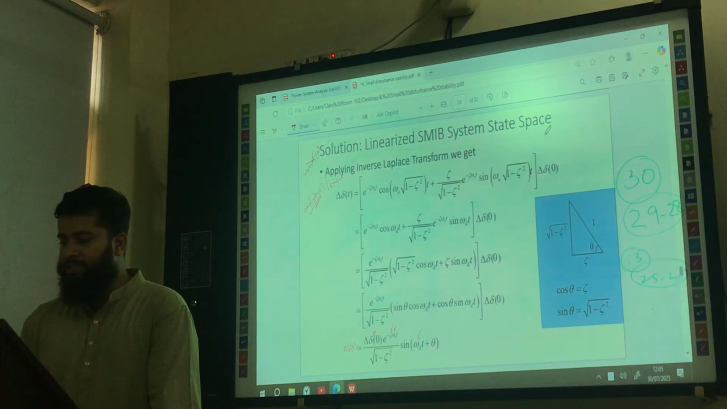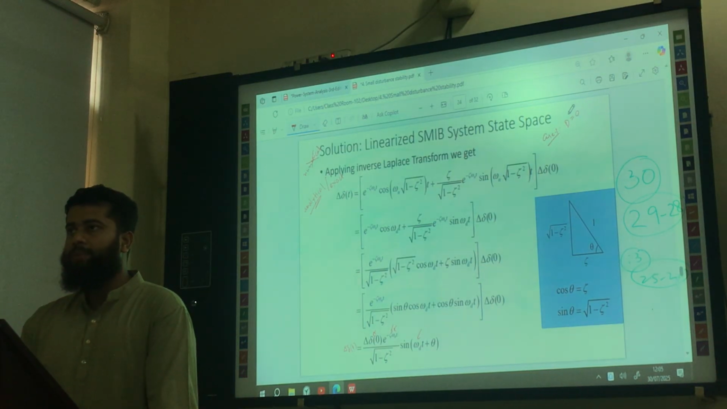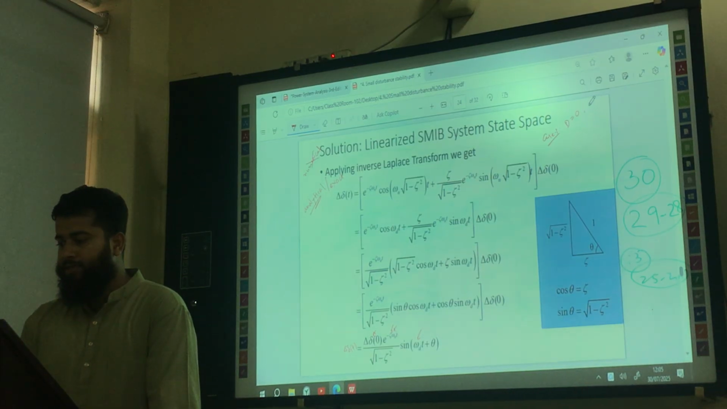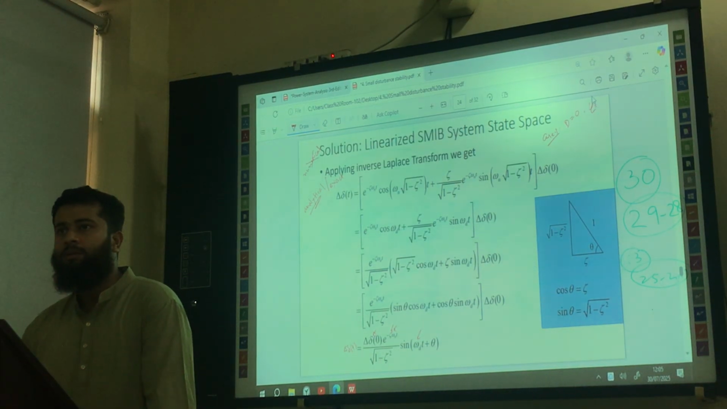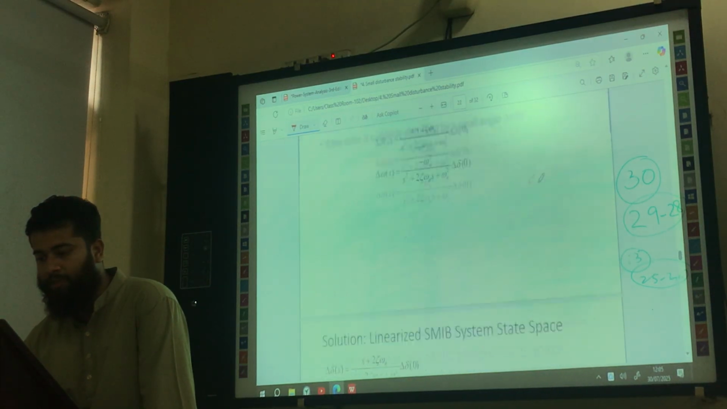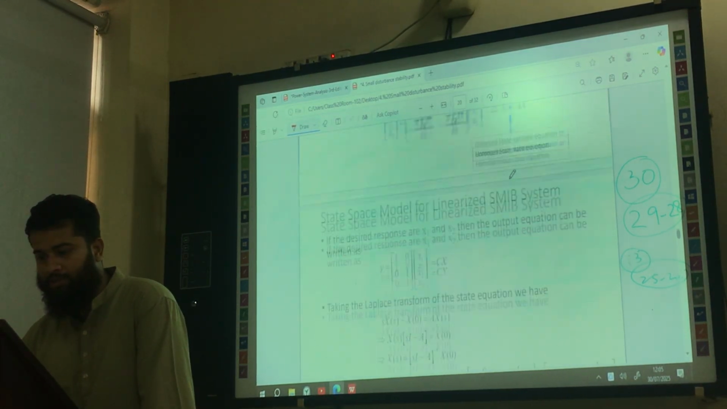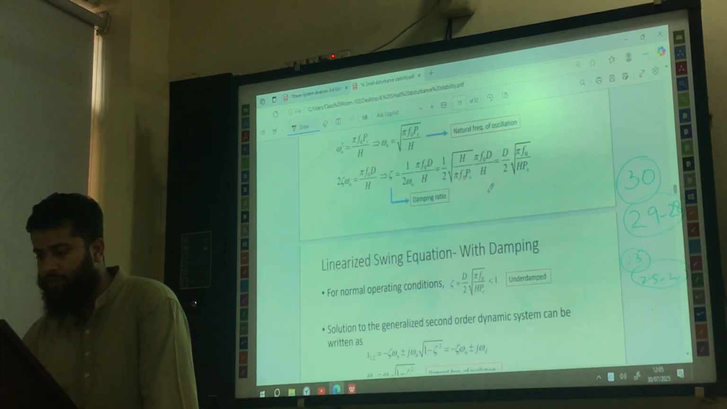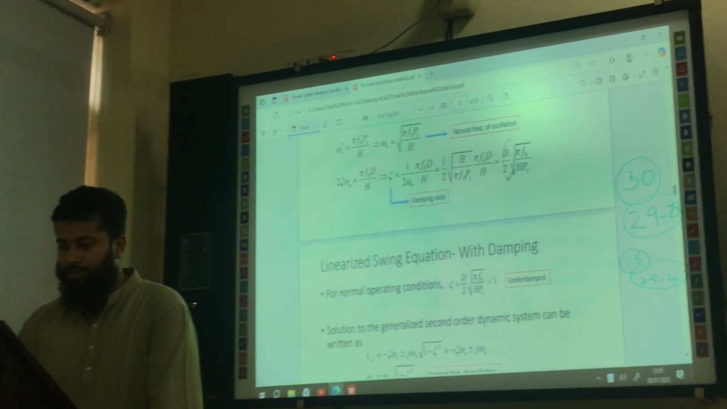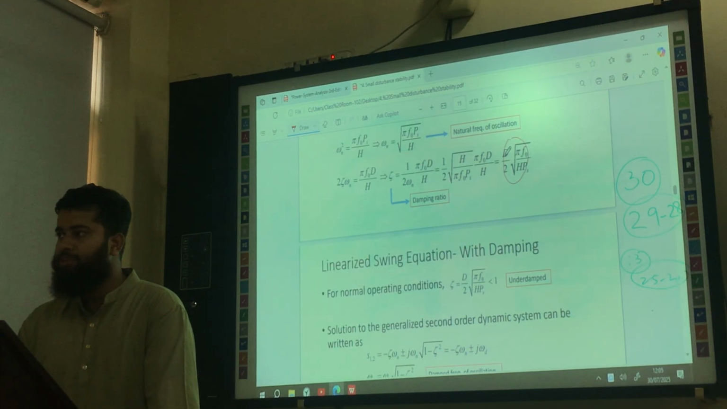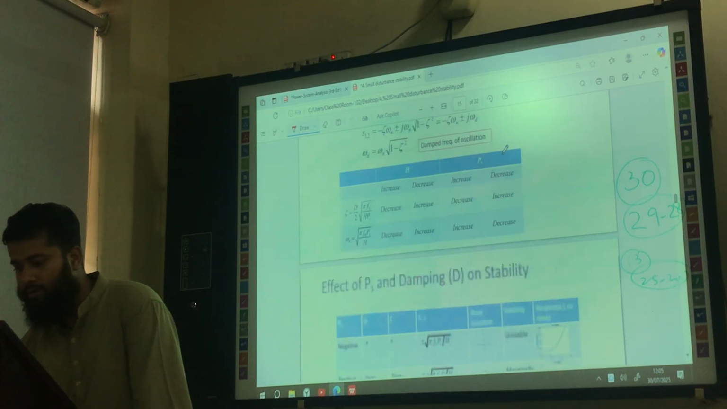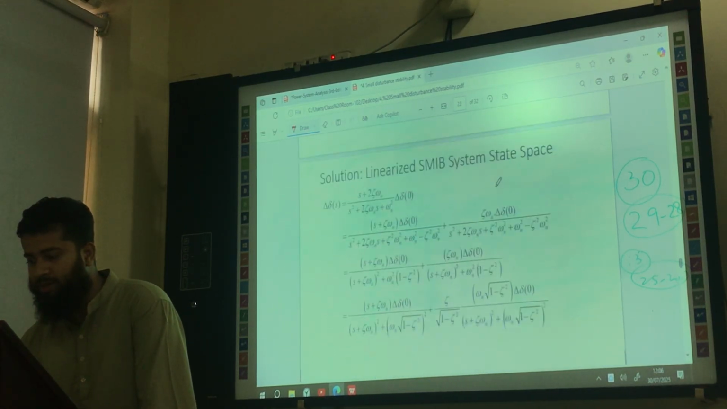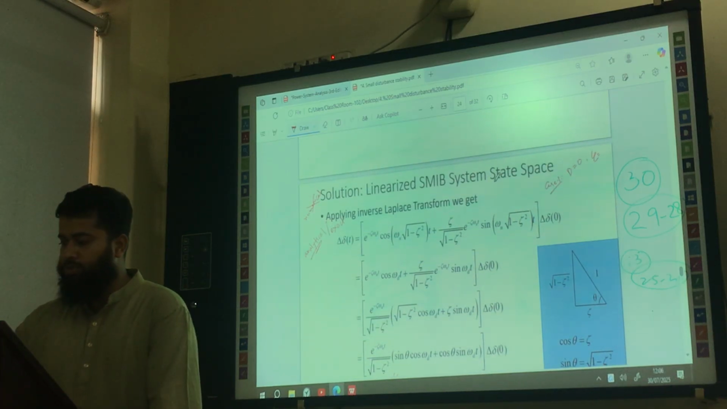Now let's consider the first case. Let's say in this case we do not have any damping. So damping D is 0. That means we are not considering any damping effect. If D is 0, what will be the value of zeta? Can you just go back to the zeta and D relation? This is the zeta formula. If D is 0, zeta will be 0, right? So in this case, we are considering that our D is 0, so zeta will also be 0.